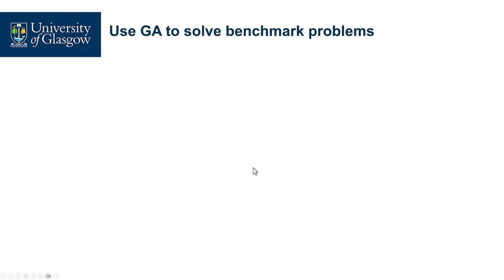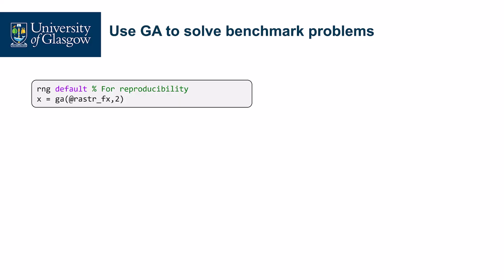Then we will use GA to solve this problem. Let's first use the simplest form. x is the output, ga, parentheses, at, we call it Rastrigin underscore fx, comma 2, which means 2 variables, right? This is a function handle. When we want to call a function as a variable, we use a function handle. Then rng default: because GA needs random variables, this sets the same seed, so each GA run uses the same set of random variables, so as to compare them.